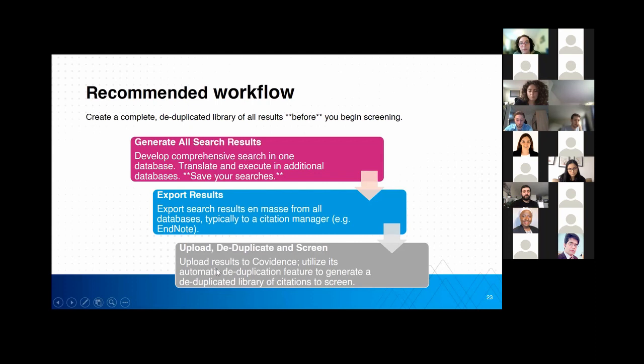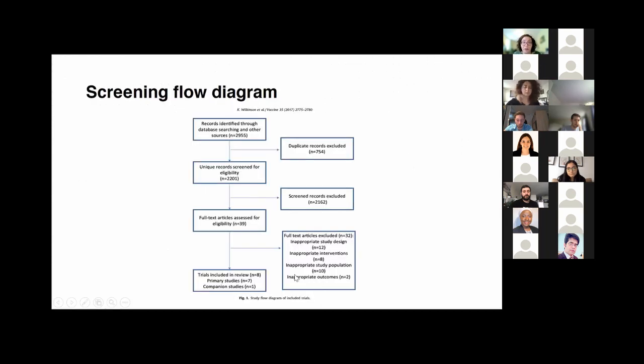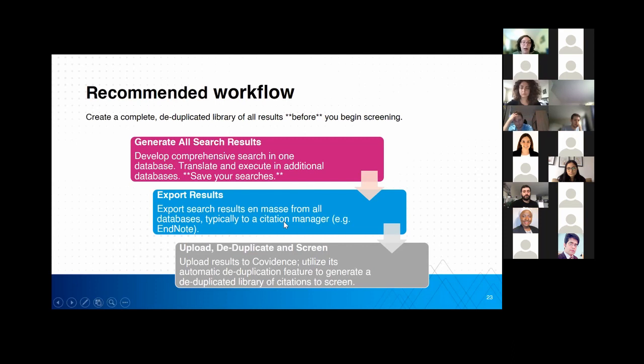And then you will upload your results to Covidence, which is that tool I mentioned before, which deduplicates and also generates a flowchart for you. And then you can screen your articles from there. So in Covidence, you have the titles and abstracts to begin with. You click on yes or no if you think it fits and if you think it doesn't fit. So it makes things a lot easier.